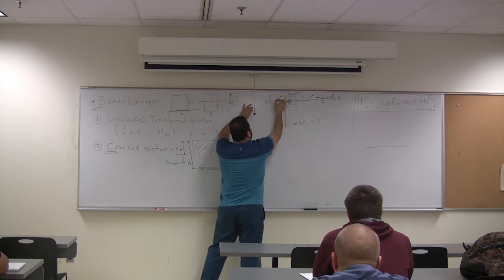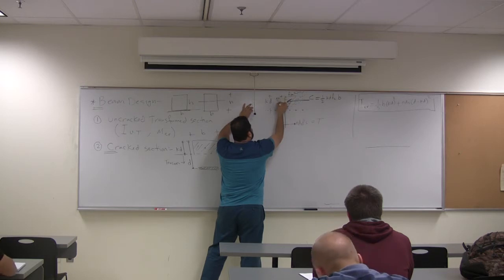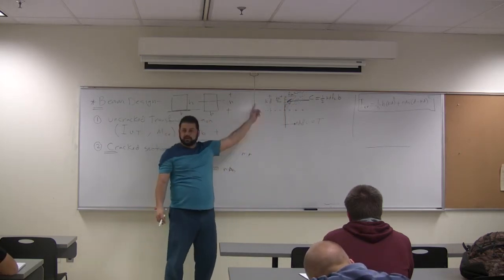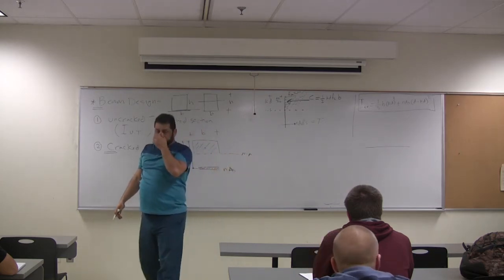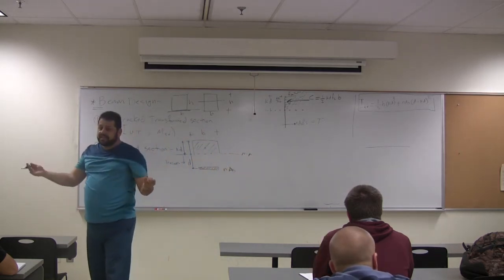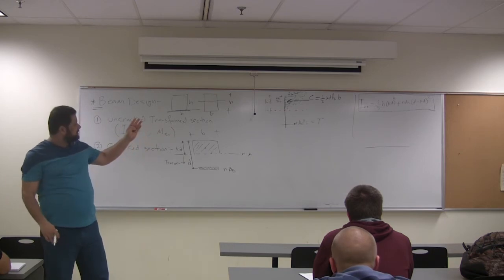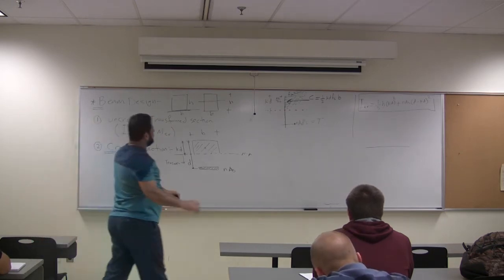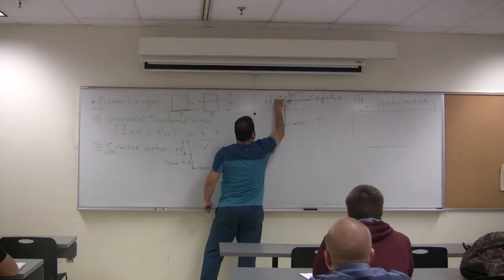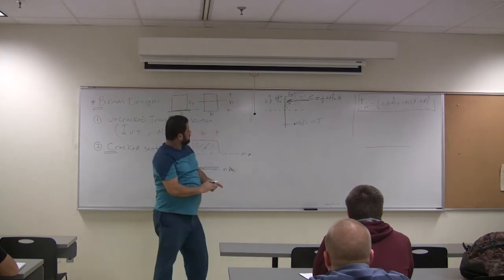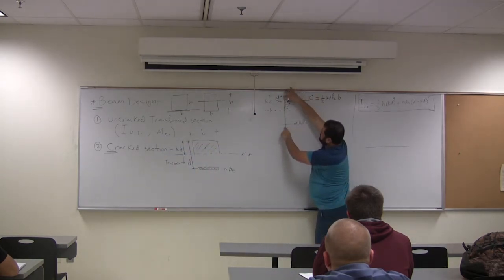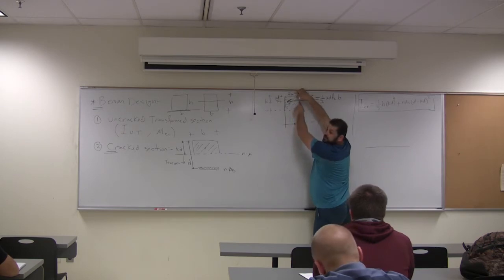1/3 kd. So kd over 3. So the distance between the two forces is what? It's d minus kd over 3. Why did I do this? Kd over 3. What's this distance from here to here? It is d minus kd over 3.